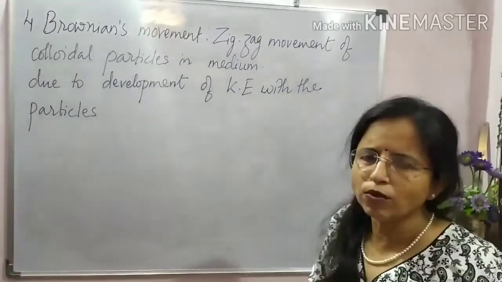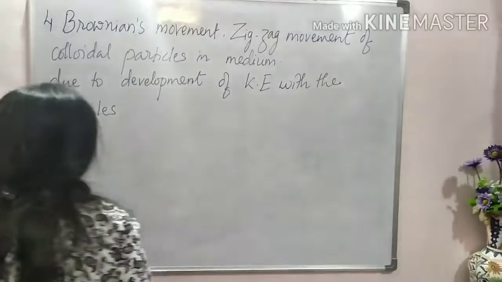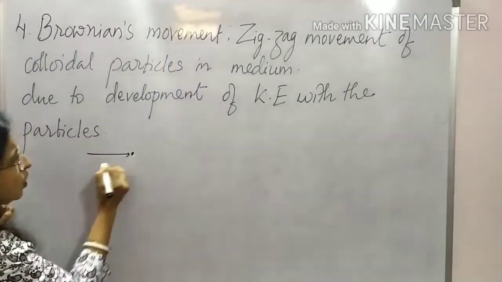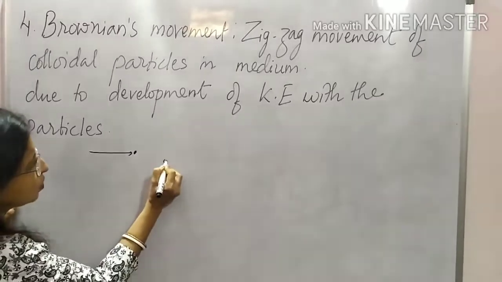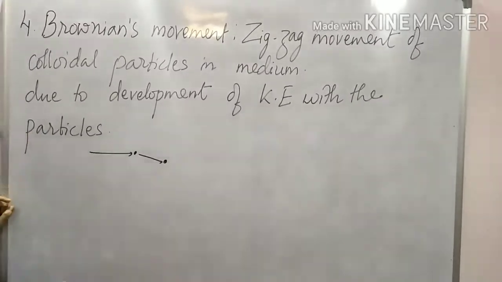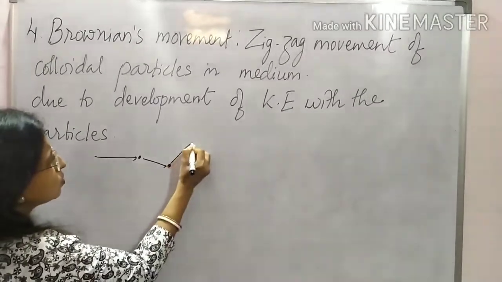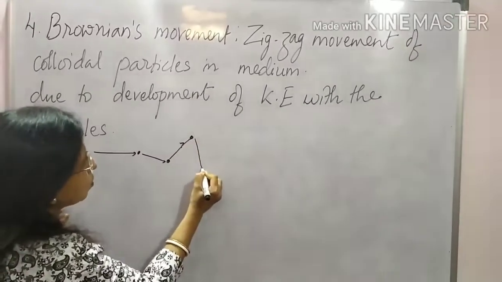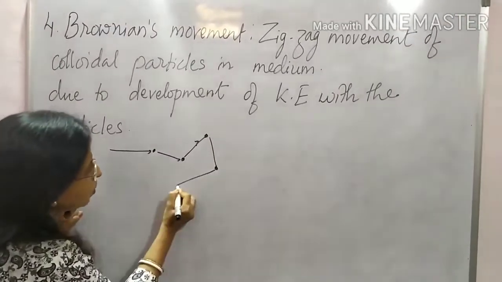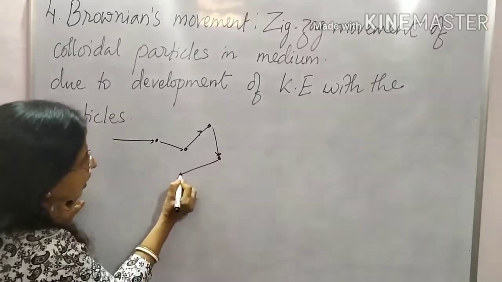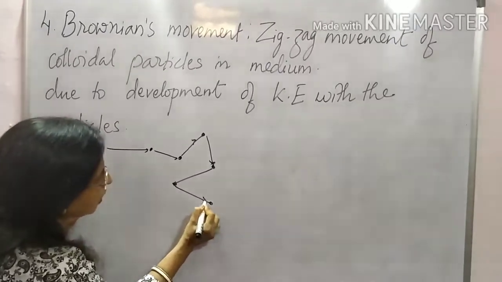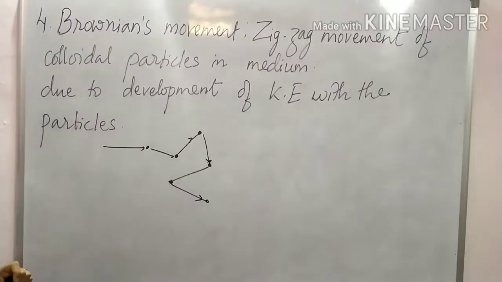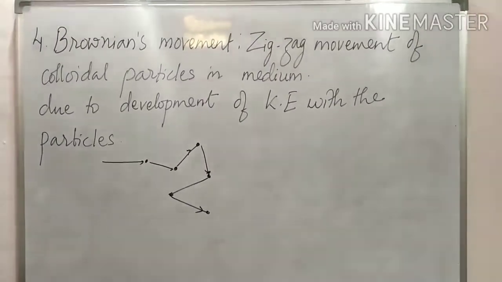So how does the Brownian movement occur? Now suppose this is one particle. When energy is put on this particle, it is going to collide with another particle. This particle is going to collide with another, and this with another. Like this there will be continuous collision. And the zigzag movement of the colloidal particle is called Brownian movement.